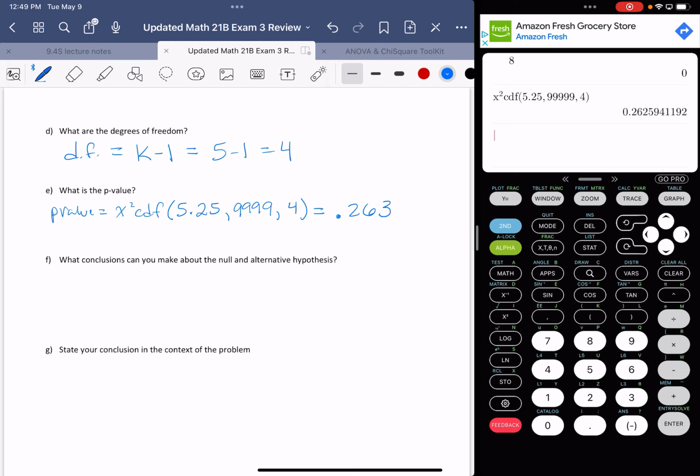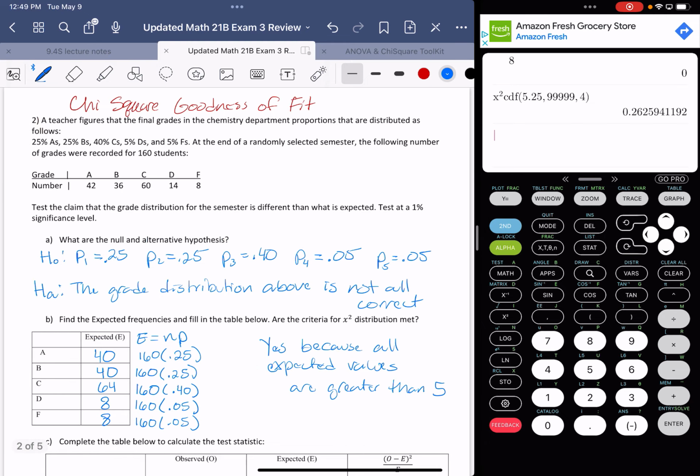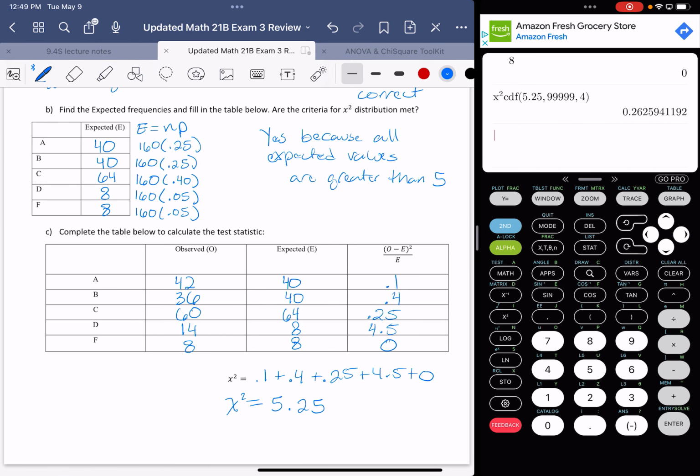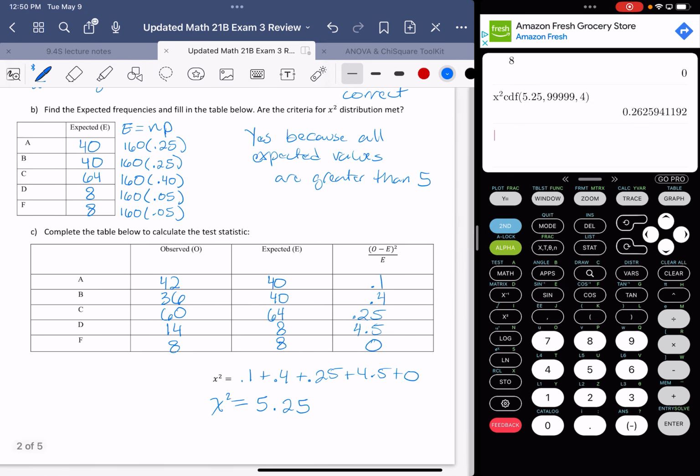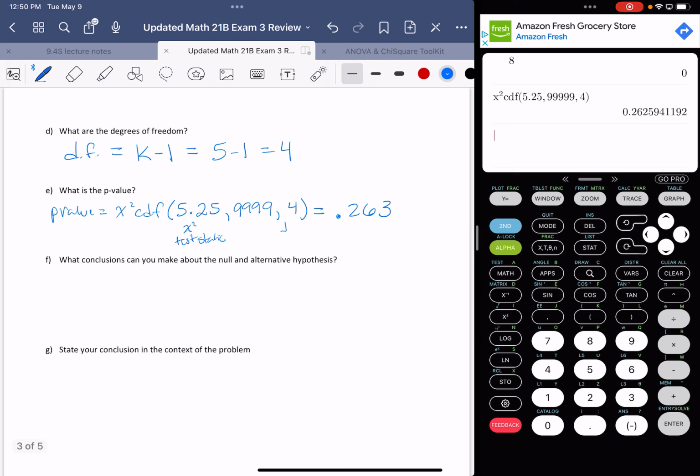Any questions? Does anyone need any calculator help? For that one, which one's the first one? The 5.25. What is that? The chi-squared test statistic, which we just found by adding up all those contributions. And then the last one's the degrees of freedom. Yes. Any other questions?